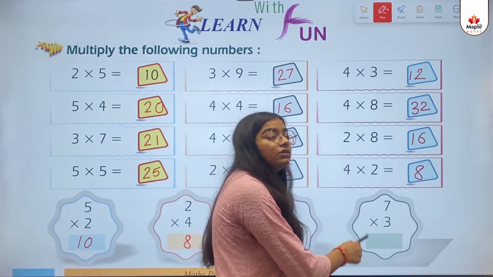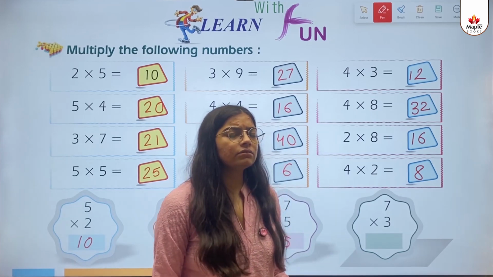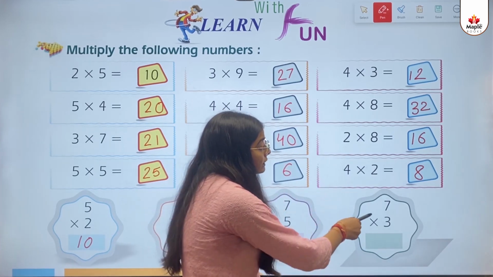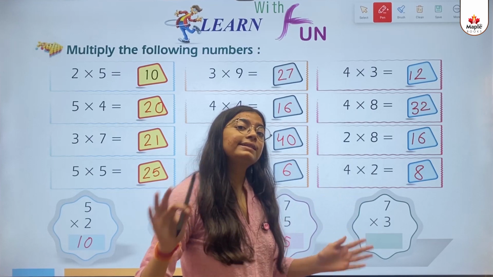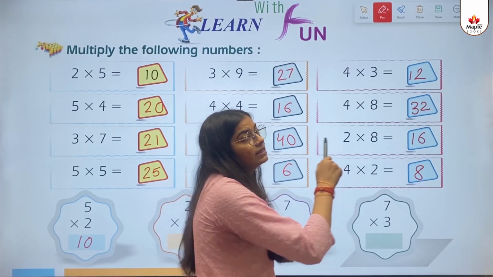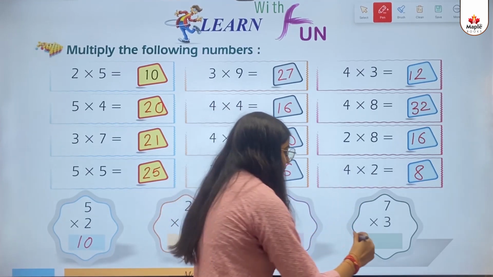Now, 7 threes are. We haven't learned the table of 7. So, 3 sevens are is the same thing. 3 sevens are 21.